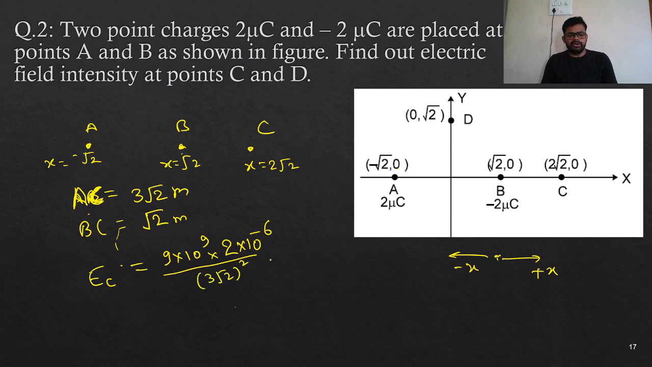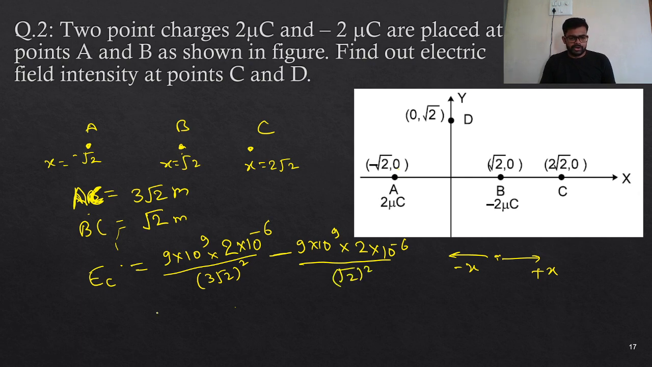Okay. Next, because B is a negative charge, the electric field will be towards the negative x-axis. So I will write a negative sign here, and that is 9 into 10 raised to 9, Q is 2 into 10 raised to minus 6, upon r square. R is how much? R is BC, that is root 2 square.